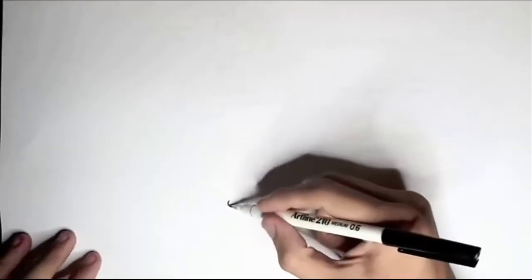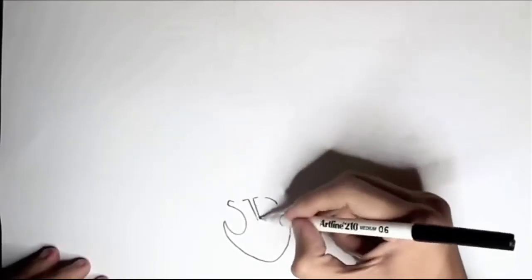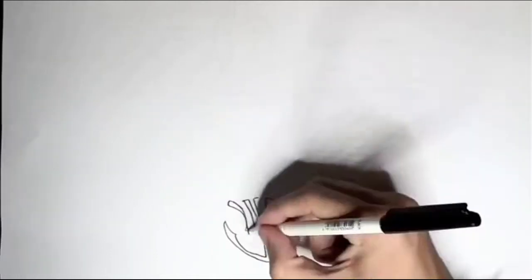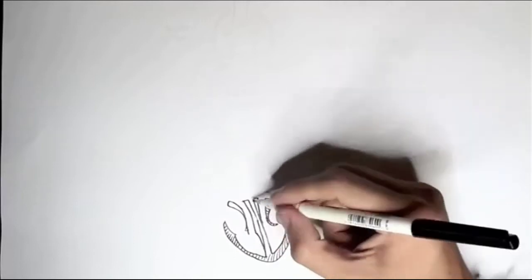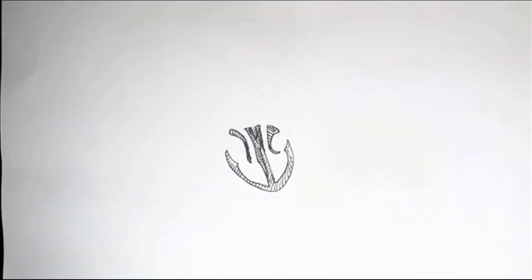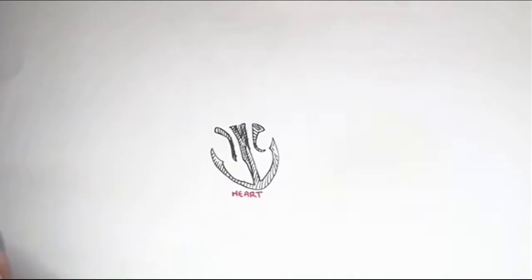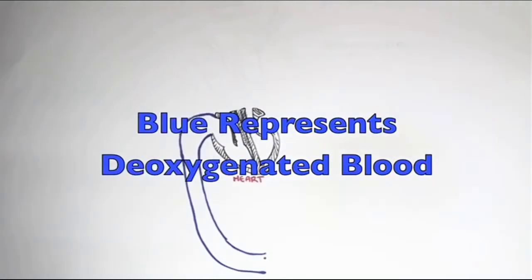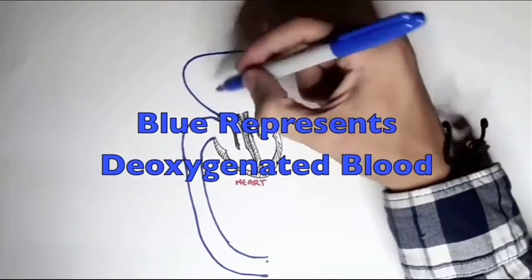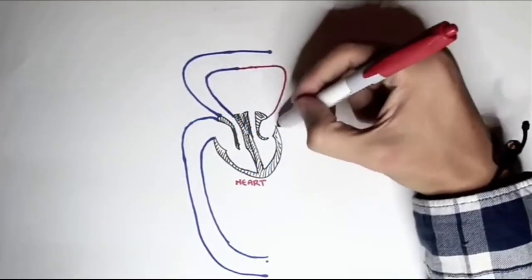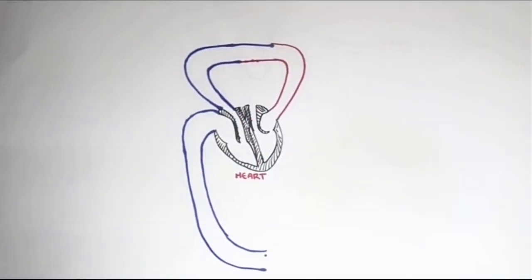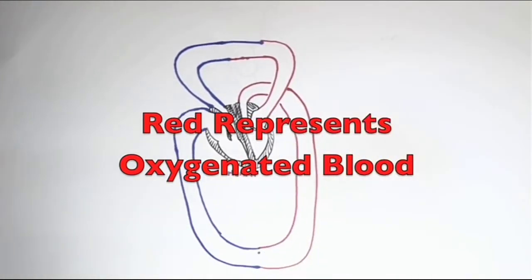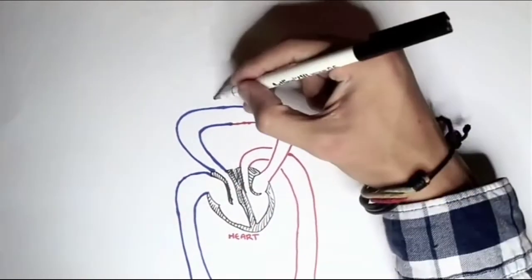So let's start. Here is the heart, and as we all know, the heart consists of the four chambers: right atrium, right ventricle, left atrium, and the left ventricle. And the blood vessels enter and leave the heart. The blood vessel in blue here represents deoxygenated blood and contains a low amount of oxygen or high carbon dioxide, and the blood vessels in red represent oxygenated blood and contain a high amount of oxygen.